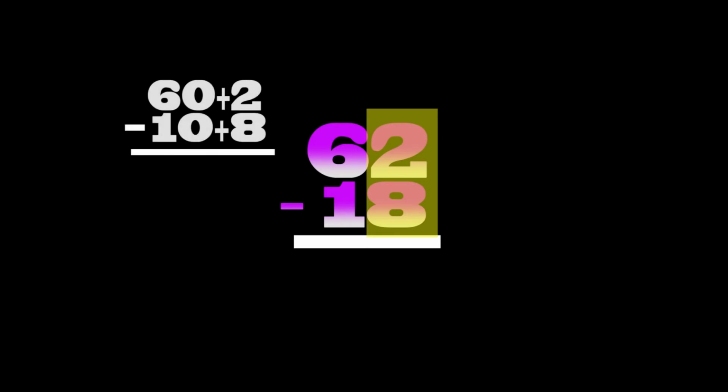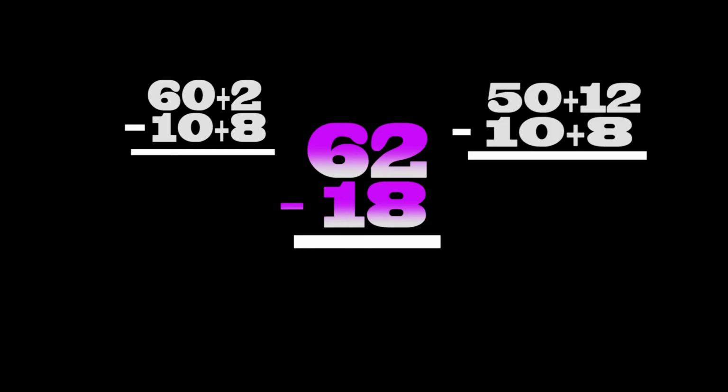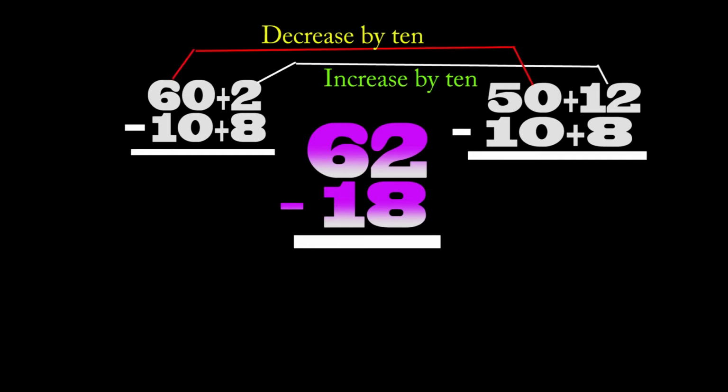Let's decompose 62 minus 18. That can be expressed as 60 plus 2 minus 10 plus 8. But I could also think of this problem as being expressed by 50 plus 12 minus 10 plus 8. What I've done is regrouped. I've taken a 10 from one addend of my decomposed number and moved it to the other addend.